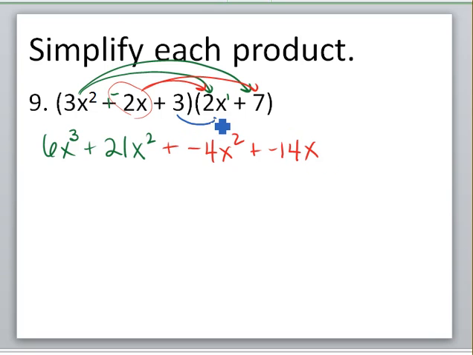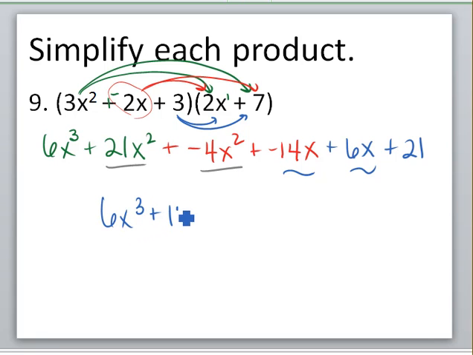Now the last thing I'm going to do is multiply my 3 through. So I've got 3 times 2x, which would be 6x. 3 times 7, which is 21. Like terms are my x squared terms and my x terms. So my final answer would be 6x cubed plus 17x squared plus negative 8x plus 21.